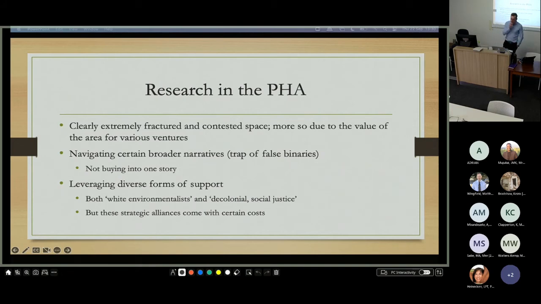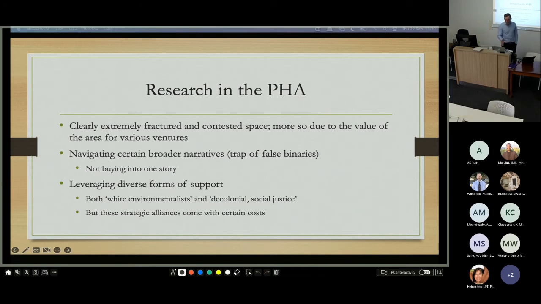And then the PHA campaign also leverages diverse forms of support, which I think is very interesting and very important for understanding how they operate in the area, how they gain legitimacy and strategically leverage legitimacy and resources. So they, in many ways, gain the support of the white environmentalists from Cape Town. Many of their members are people from Cape Town that are, what do they call themselves, people from the southern suburbs who love leafy vegetables or something.